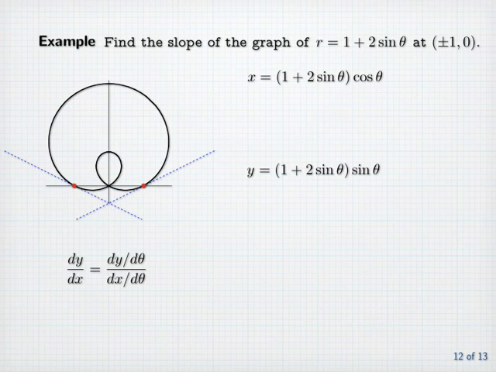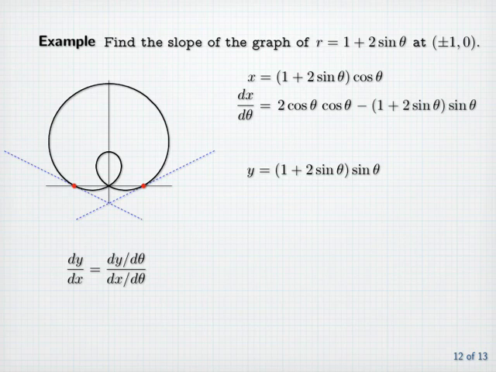Now using the product rule, we have dx d theta equal to 2 times cosine theta times cosine theta plus (1 plus 2 sine theta) times minus sine theta. And simplification gives us 2 times (cosine squared theta minus sine squared theta) minus sine theta.